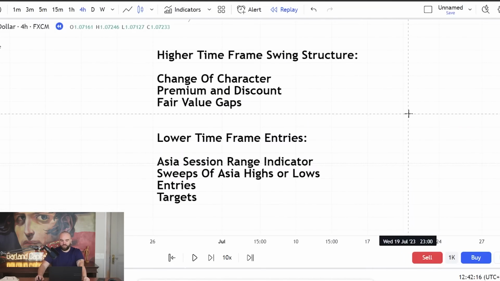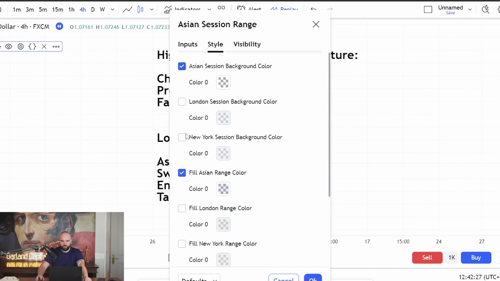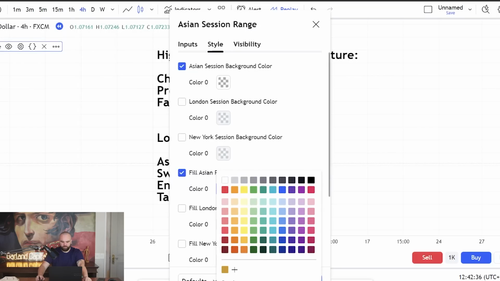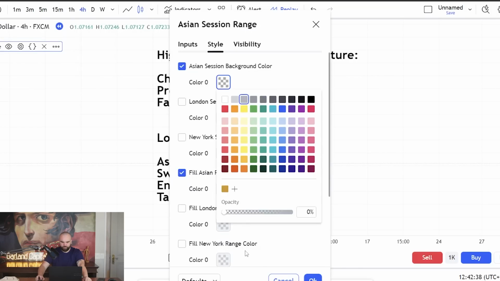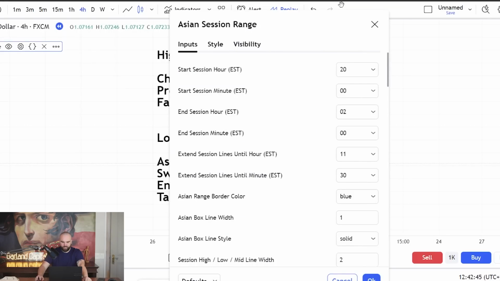So your lower time frames are simple. The first thing we have to do is set up the Asia range indicator. So just go to settings. All you're going to do is leave Asia range on, and you're going to leave Asia range color fill on, and you can change the colors to whatever you want. Mine is blue and gray currently, okay? Then for inputs, you leave everything as is, right? This already has the time zones correct. It's all set to EST time, right?